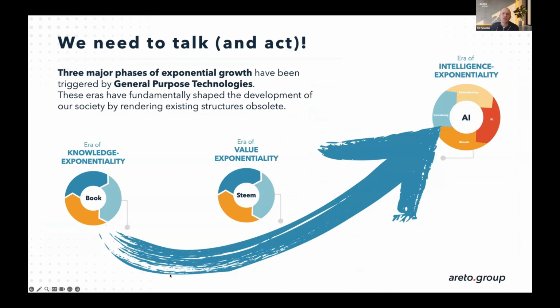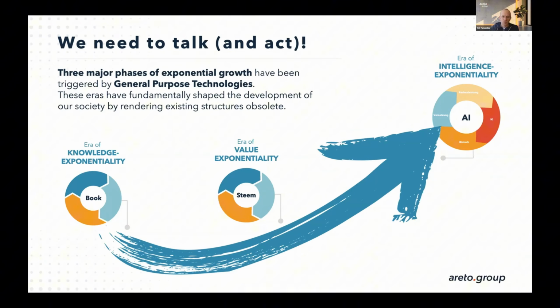So let me start with something that puts today's topic into perspective. Throughout history, there have been 3 great waves of exponential change, each one triggered by what economists call a general purpose technology. The printing press unlocked the era of knowledge. Steam power unleashed the era of value creation. And now artificial intelligence, driven by computing power and global connectivity, is opening the era of intelligence itself.